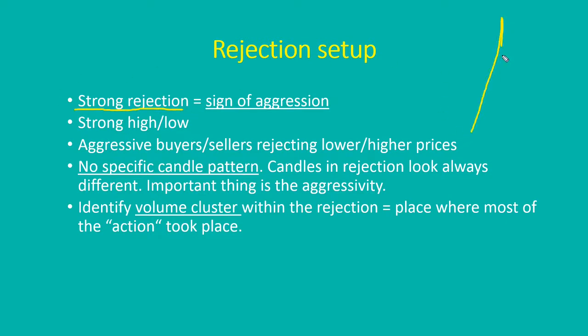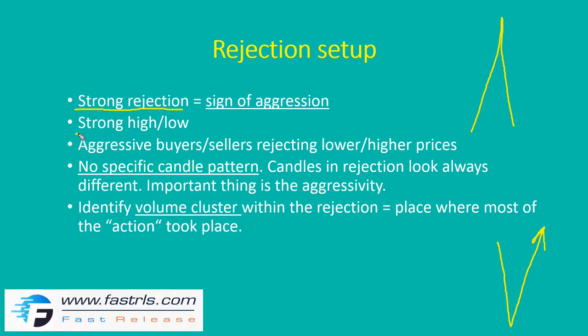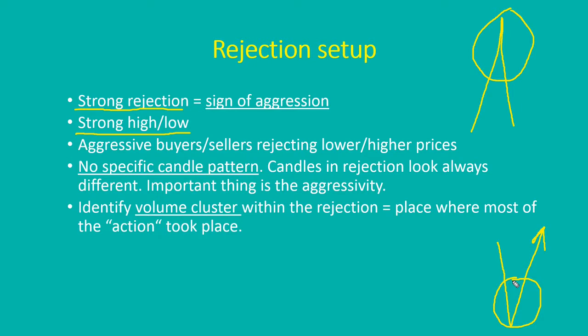Strong rejection means, for example, this. This is strong rejection of higher prices. If you see this, then this is strong rejection of lower prices. Aggressive rejection like that is also a strong high or strong low. So this is a strong high and this is a strong low.